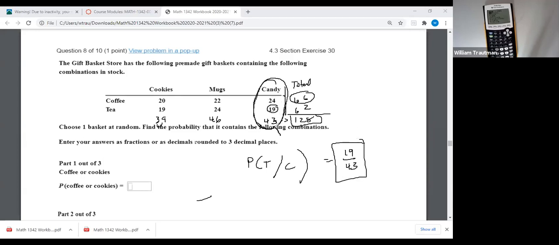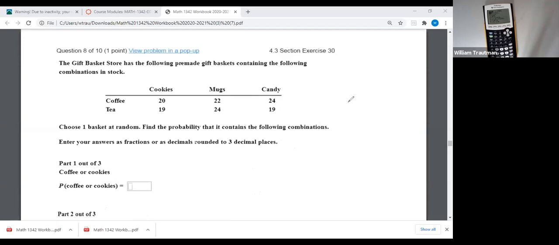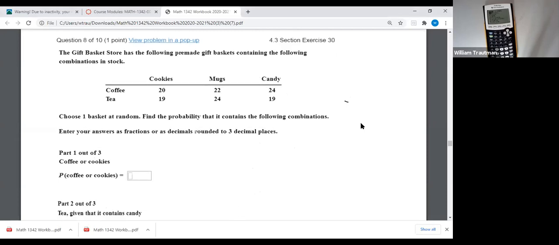Do you see? This is candy total, 43. It says the probability of T given that we have candy, and the answer is 19 out of 43. So as soon as you see given, you need to circle that given part, because that's only what we're talking about. And you can only pick from there. You can't pick everything like we did in the last one.